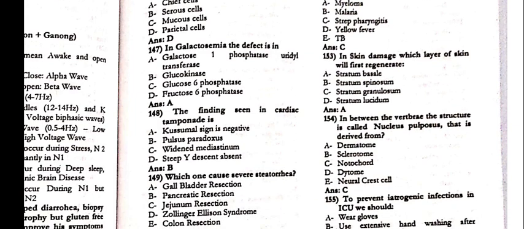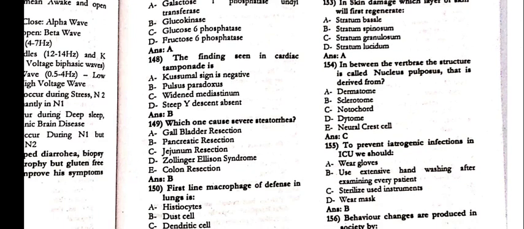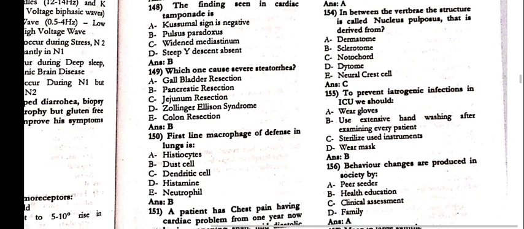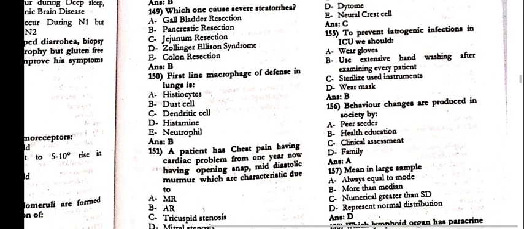In galactosemia, the defect is in galactose-1-phosphate uridyl transferase. 148. The finding seen in cardiac tamponade will be pulsus paradoxus. 149. Which one caused the severe steatorrhea? The pancreatic resection. 150. The first line macrophage of defense in the lungs would be the dust cells.